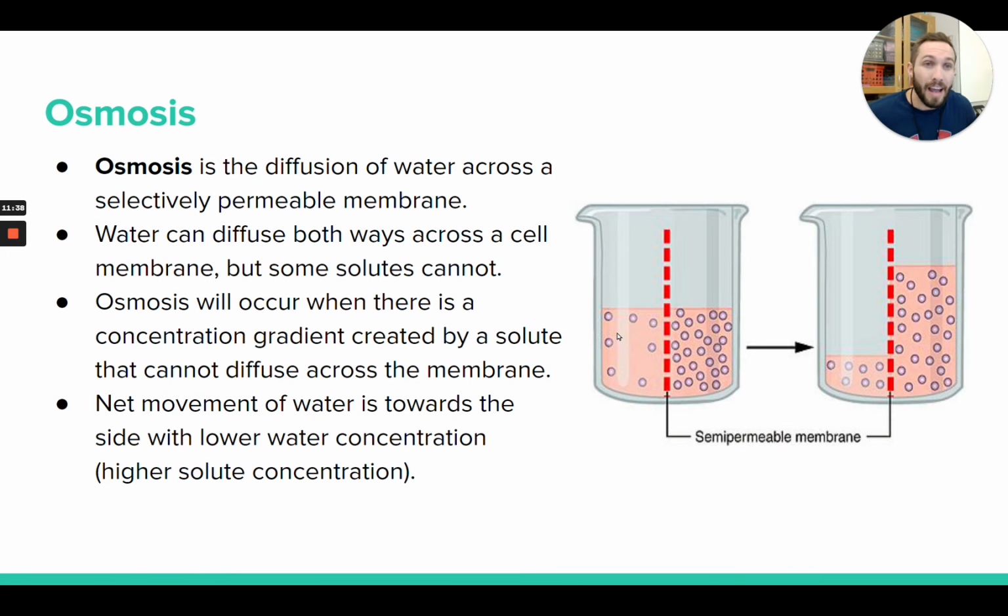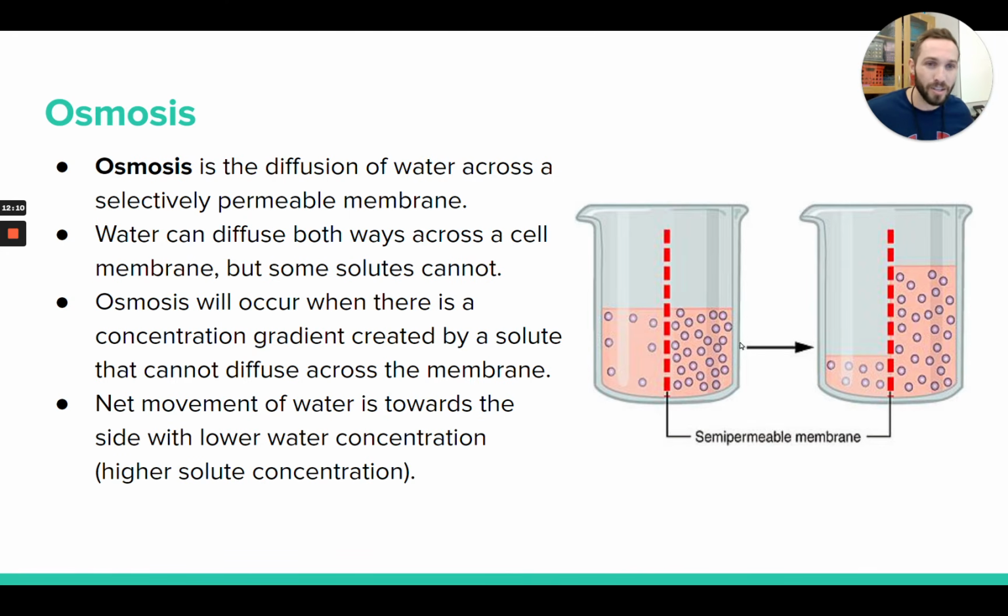Now what can happen instead then is we can have osmosis kick in. Osmosis is the movement of water, and water can almost always diffuse across a semi-permeable membrane. And so what's going to happen if the solute can't diffuse across a membrane, you're going to see a movement of water instead. And water is always going to move to the side. You're going to see a net movement of water towards the side that has a higher solute concentration.